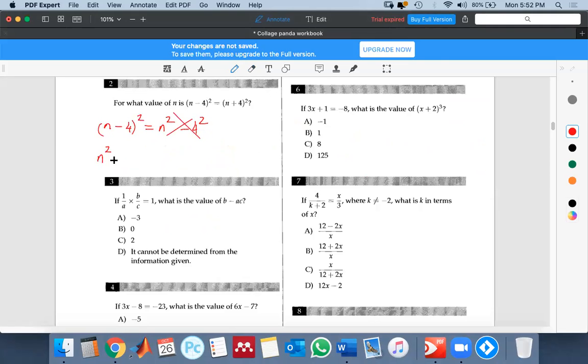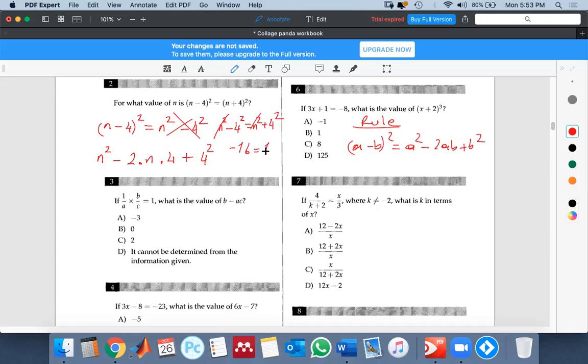This is n squared minus 2 times n times 4 plus 4 squared. So the rule: a minus b squared is equal to a squared minus 2ab plus b squared. But I am saying that if this were correct, which it's not, you are saying that n squared minus 4 squared is n squared plus 4 squared. Now, this and this simplify: negative 16 is equal to positive 16. You see, it's still wrong.